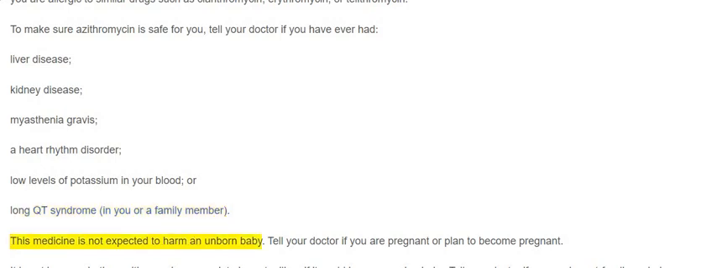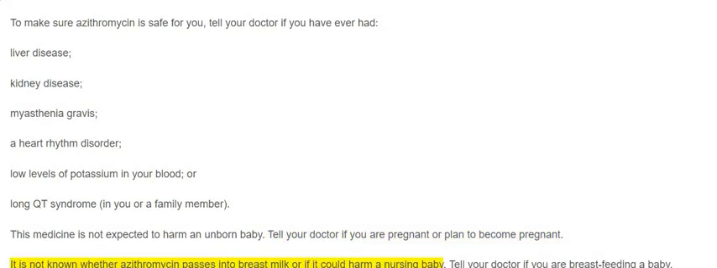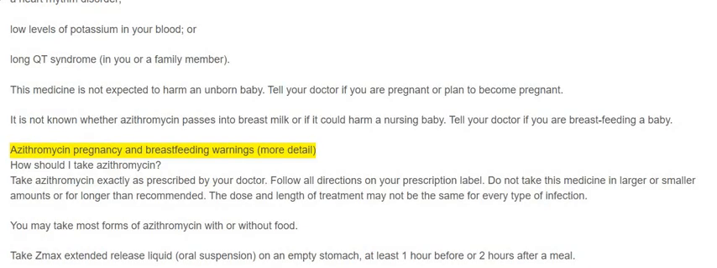This medicine is not expected to harm an unborn baby. Tell your doctor if you are pregnant or plan to become pregnant. It is not known whether azithromycin passes into breast milk or if it could harm a nursing baby. Tell your doctor if you are breastfeeding a baby. Azithromycin pregnancy and breastfeeding warnings, more detail.